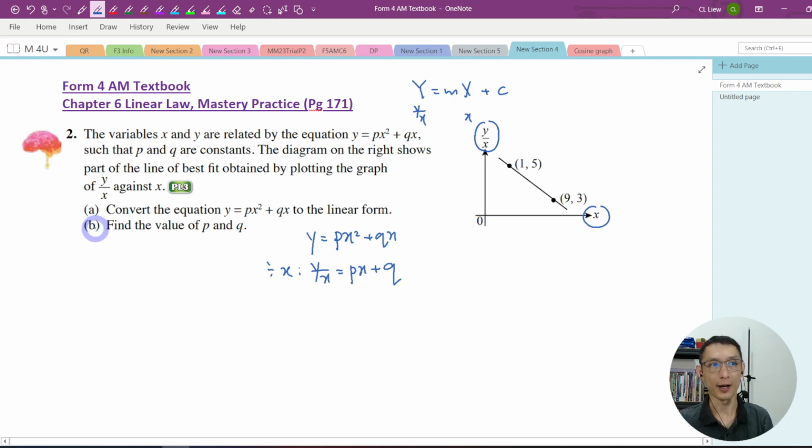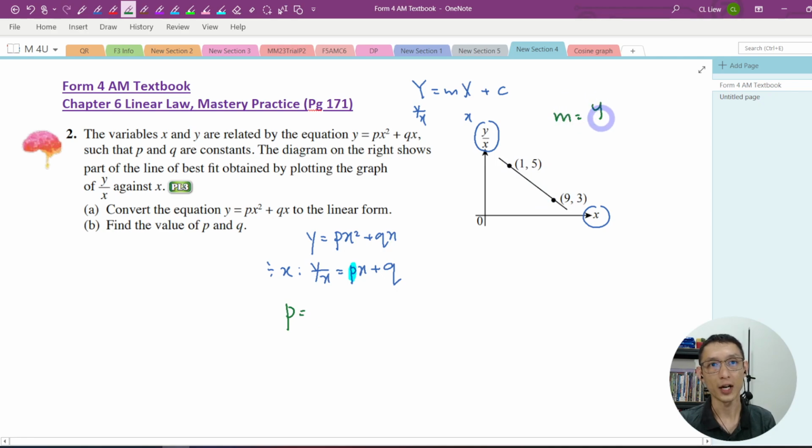Okay, now let's go to part B. Find the value of p and q. When you refer to this equation, you know that p is actually the gradient of the graph, right? So p is equal to the gradient of this graph. So how do we find the gradient?